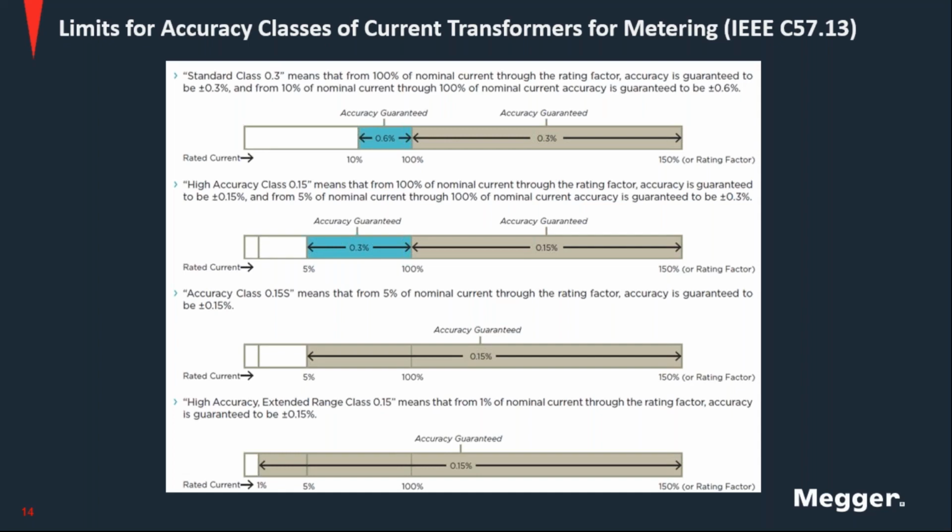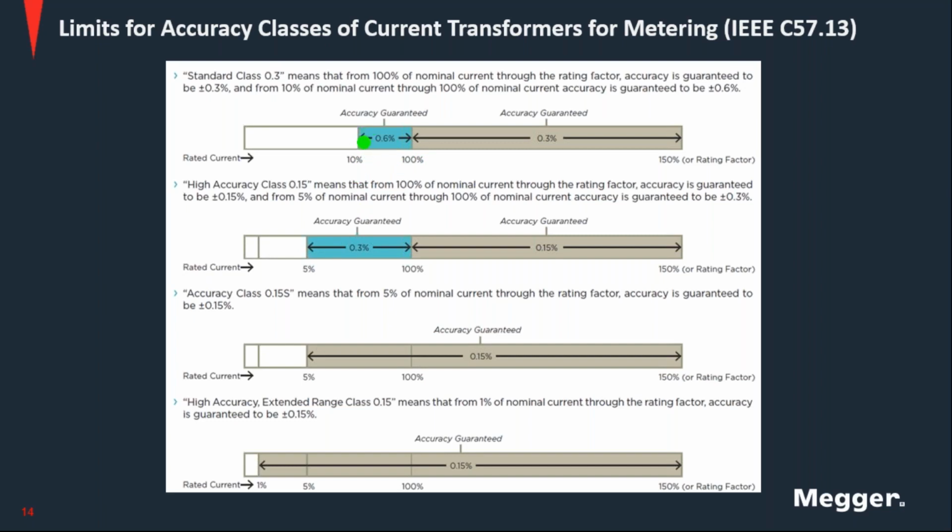This is another way to understand the concept. In this case, we are seeing that the standard class 0.3 means that the manufacturer guarantees 0.3% from 100% and above up to the rating factor of the transformer, and below 100%, it will guarantee half of that accuracy, 0.6%. And this only happens down to 10% of the voltage or the load.